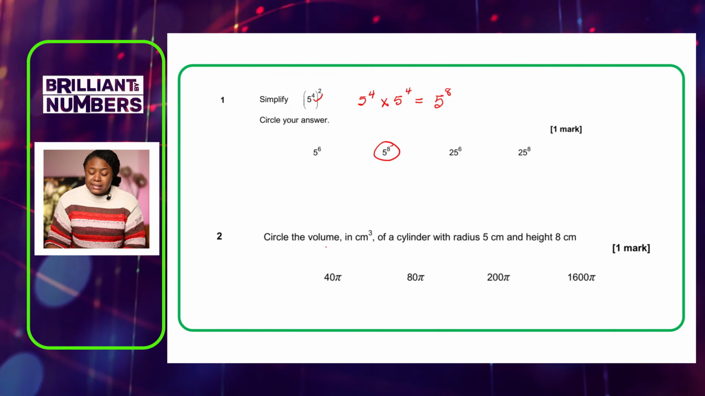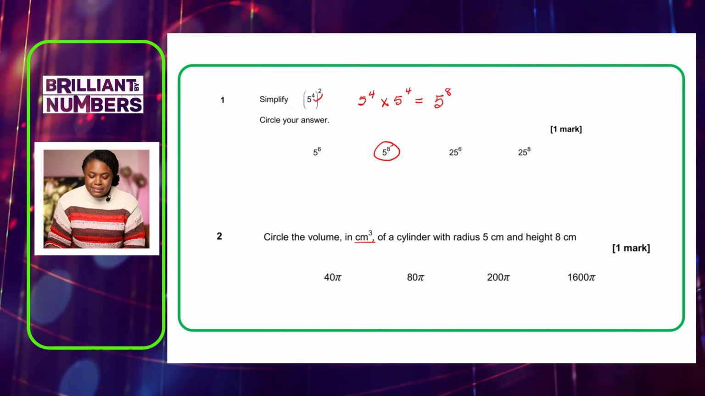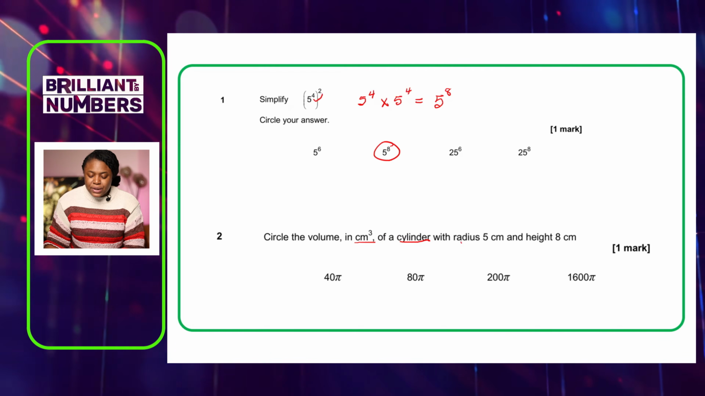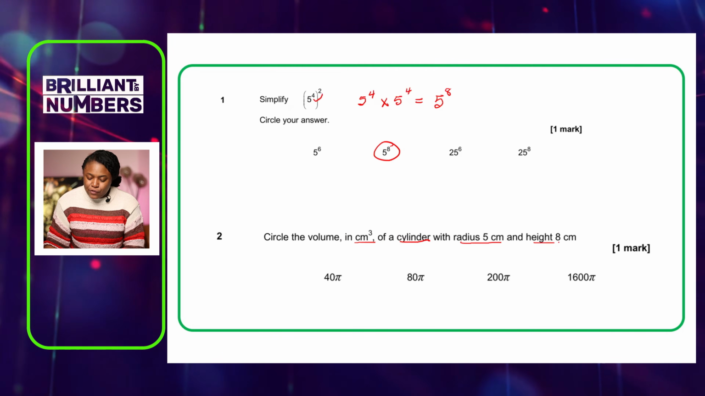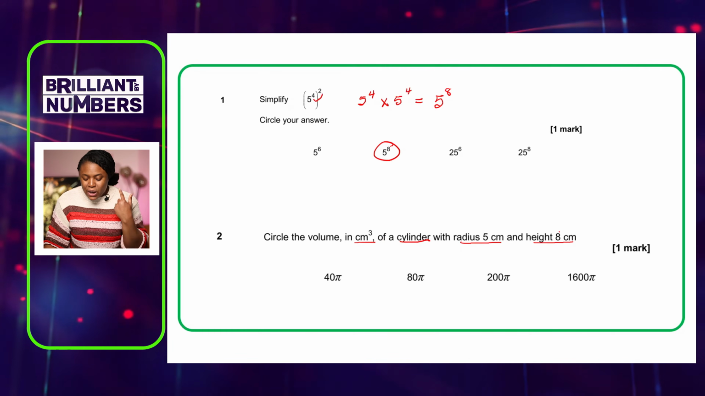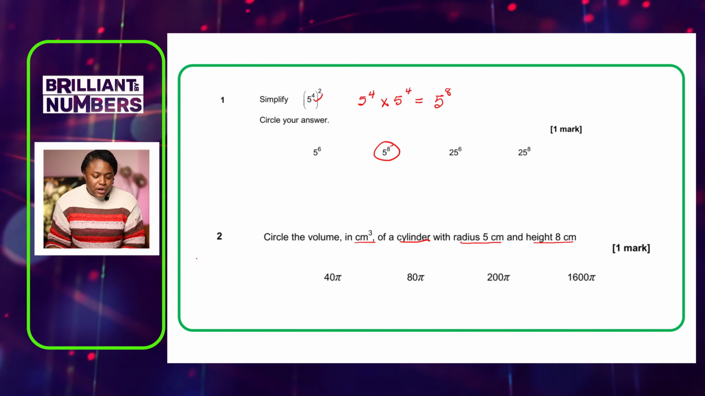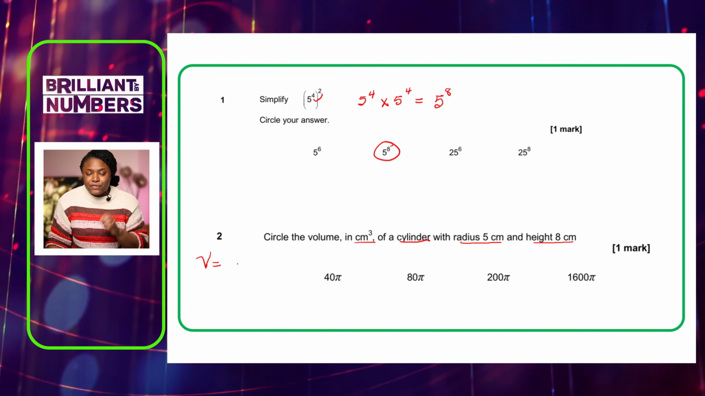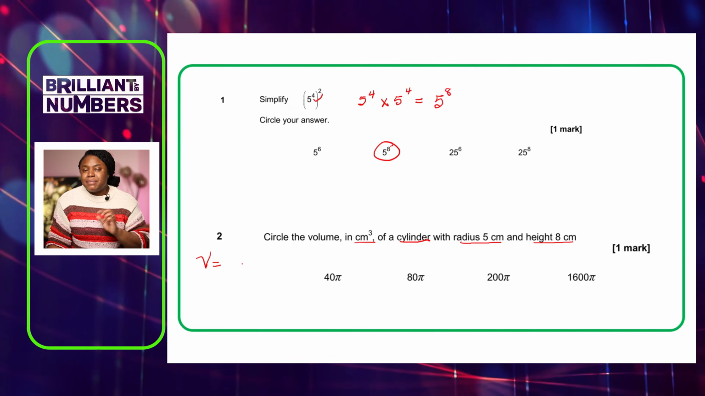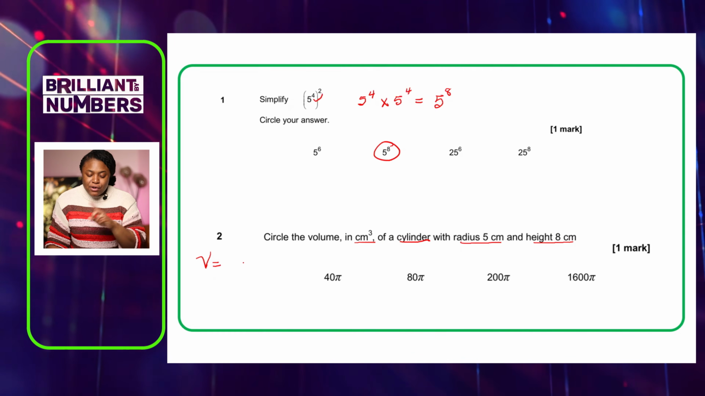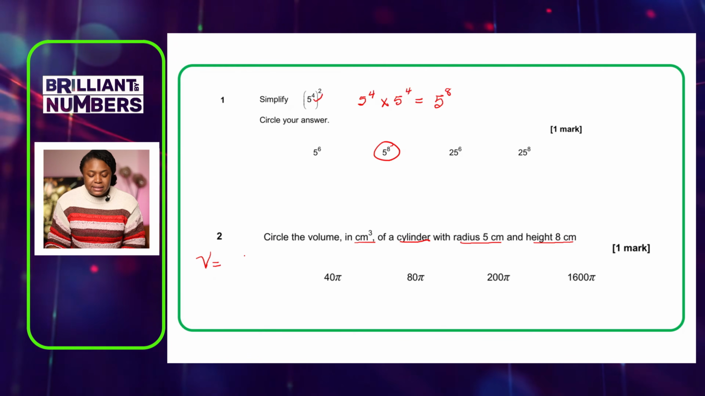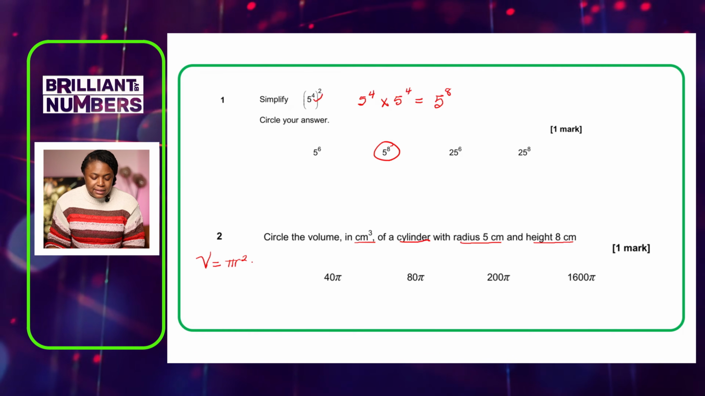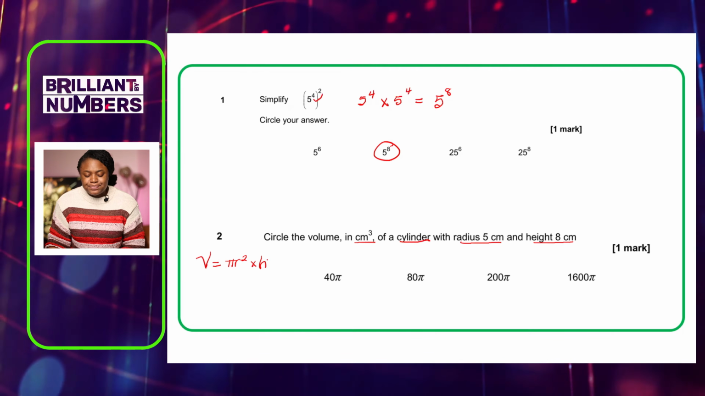Next question asks us to circle the volume in centimetres cubed of a cylinder. So I underline my key facts here, with a radius of 5 and a height of 8. So do not just think it in your head, ink it as well. So we know the volume of any prism at all is always equal to the area of the cross section multiplied by the length or depth. So the area of the cross section of your cylinder will be a circle, which is pi r squared for the area. We then need to multiply that by the height.